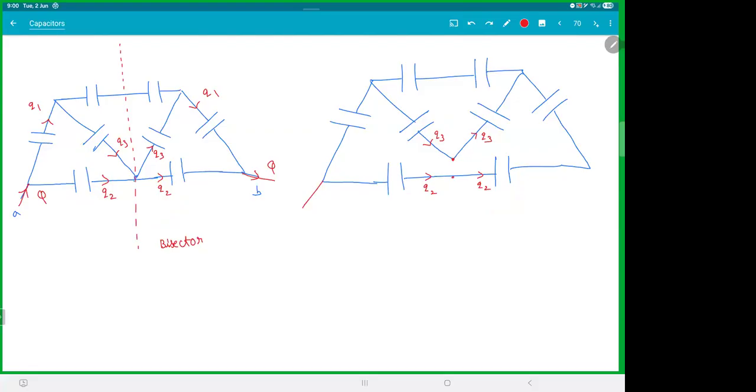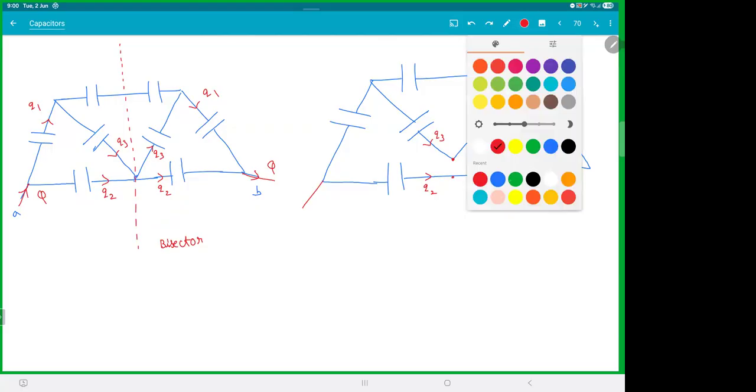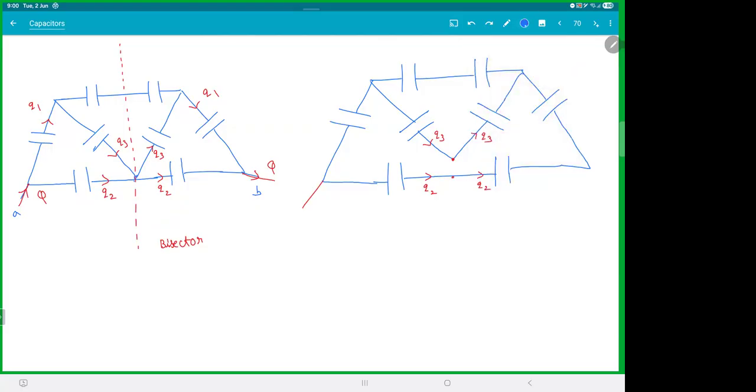This happens only because the left and right are mirror images. Whatever happens on the left, the same thing happens on the right. So that means I can open that node, this junction here. How did you open it? You opened it along the line. It should be opened in this vertical direction, along the line. This node can be opened.